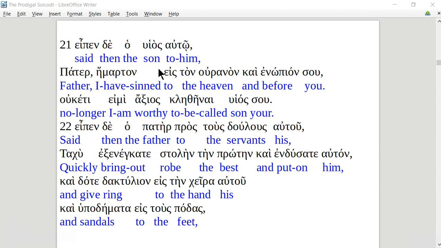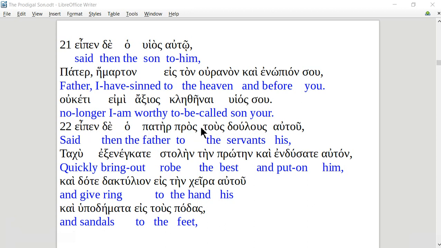Eipen de ho huios autou, said then the son to him, Pater, hemarton eis ton ouranon kai enopion sou. I have sinned against heaven and against you. Ouketi, no longer eimi, I am axios, worthy, klethenai, to be called son your. I am no longer worthy to be called your son. And here the de is probably but.